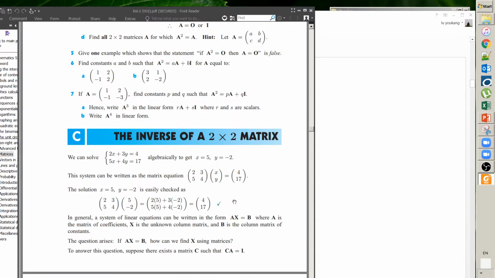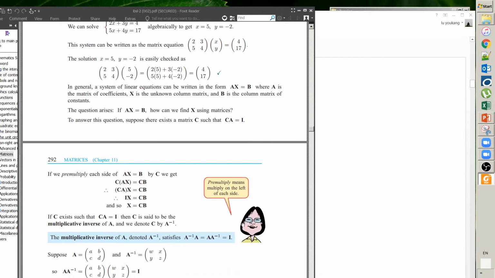So what do you do to find your capital X? Which means, what do you do to find x and y? Now we will make use of matrix. If we pre-multiply each side of AX = B by C, you take C times your left hand side AX, and C times your right hand side B, and you will end up with this. Therefore your X is actually CB. It makes sense.